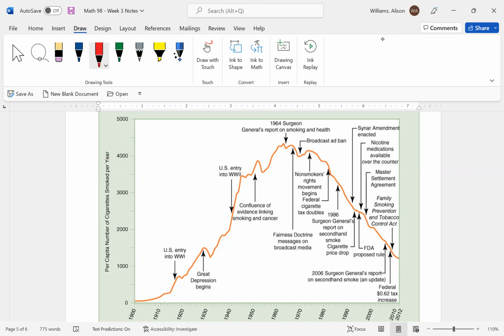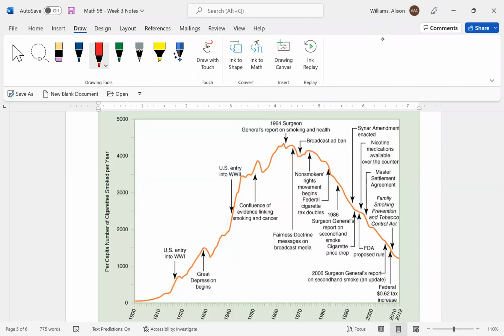They start to advertise, see that, broadcast ad ban, because they're worried that people should know this is bad for their health and still not quitting made them worry that the smoking ads were still encouraging smoking, and they started to not allow them to do that anymore. Non-smokers' rights movement begins. People who aren't smoking were getting fed up with people smoking causing damage to their own health. Federal cigarette tax doubles, so the government starts charging more tax, and wow, then we see a big drop. People are not willing to pay the money any longer.